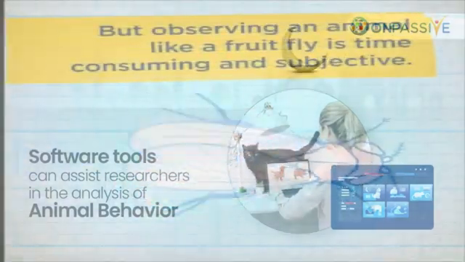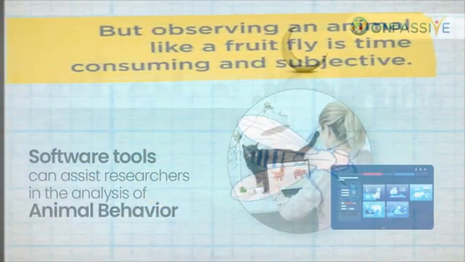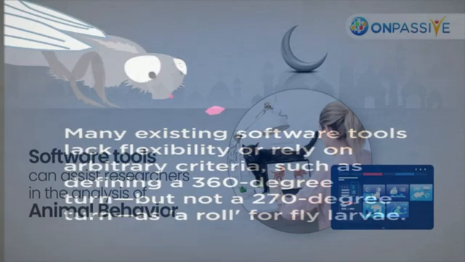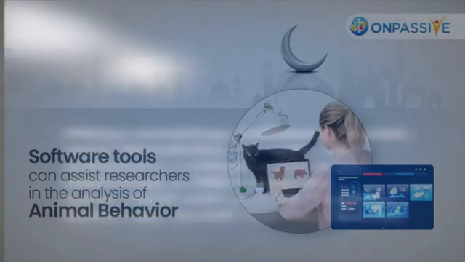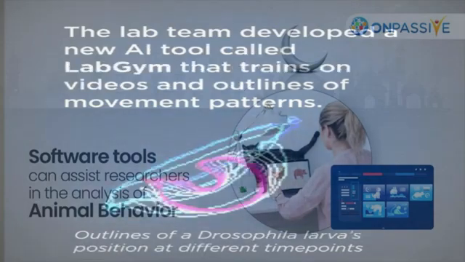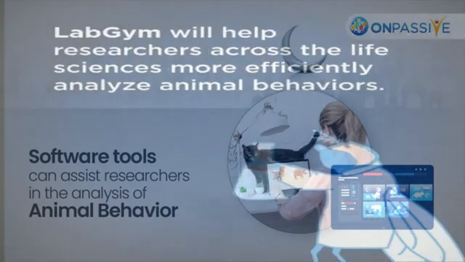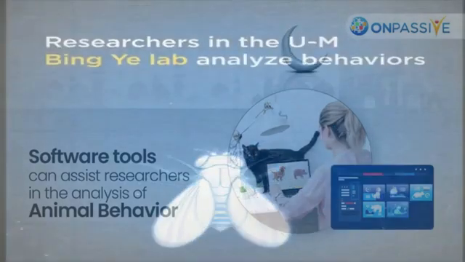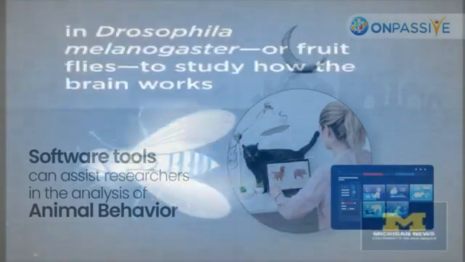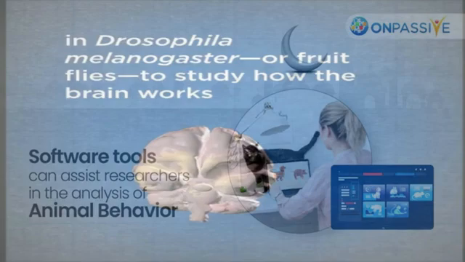However, manually recognizing and counting animal actions is time-consuming and highly subjective to the researcher assessing the behavior. While there are a few software systems that can automatically quantify animal actions, they are difficult to use. Many of these behavior analysis programs are based on preset definitions of a behavior, said Yi, a cell and developmental biology professor at the medical school.